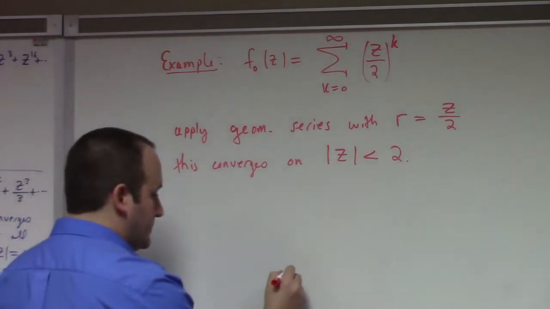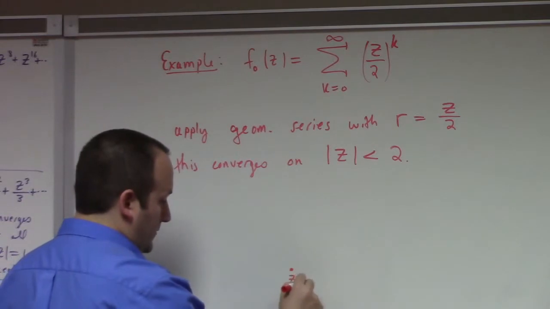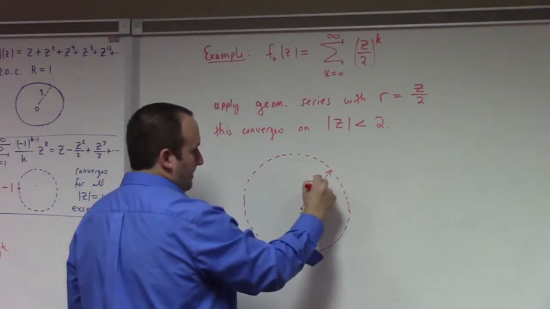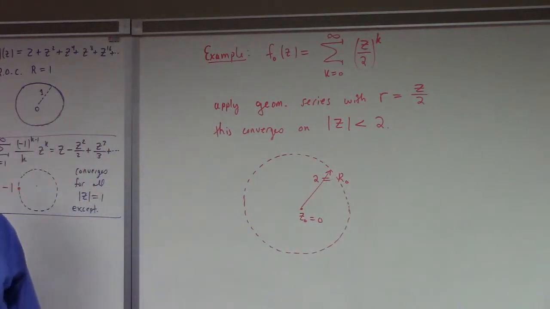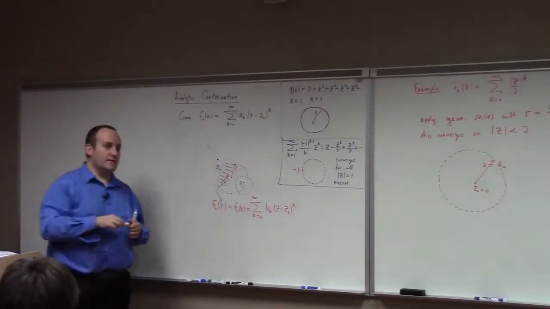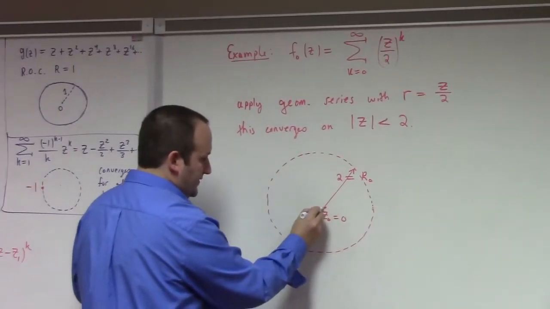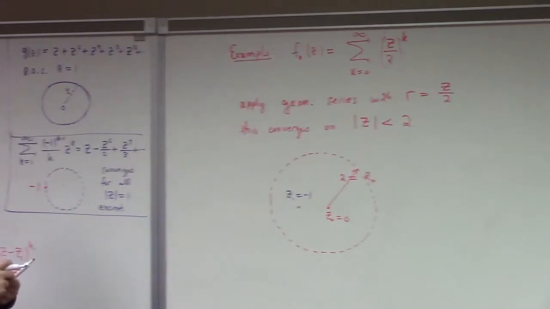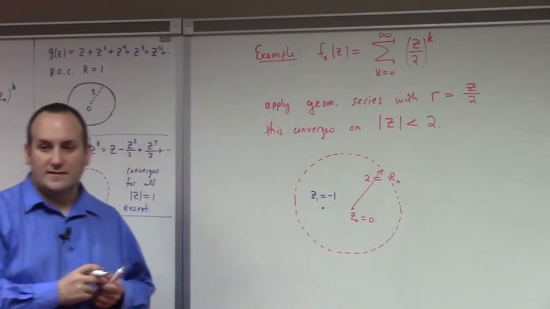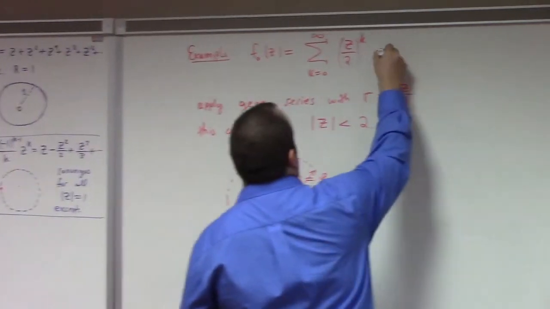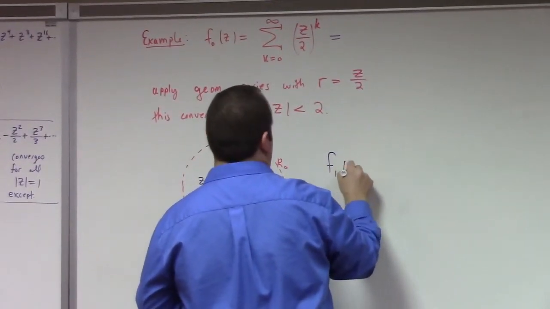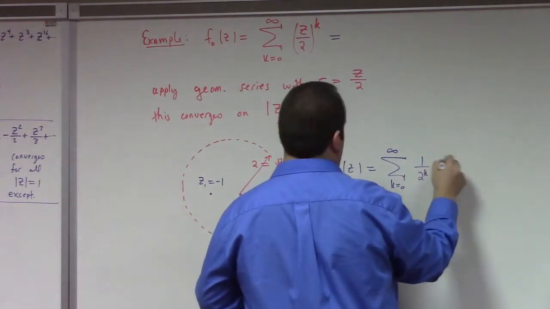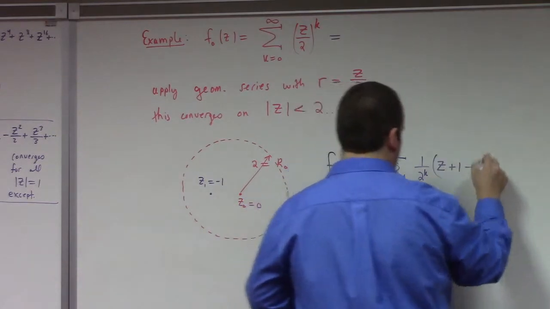So my initial disk, centered at 0, right? z naught is equal to 0. And we got this disk of radius 2, right? Let's think about recentering it. Let's try to recenter it over here at, say, z1 equals minus 1. So how would we do that? There are two ways to do it. The one way to do it would be to say f1 of z is equal to the sum k equals 0 to infinity of 1 over 2 to the k, times (z plus 1 minus 1) to the k, right?